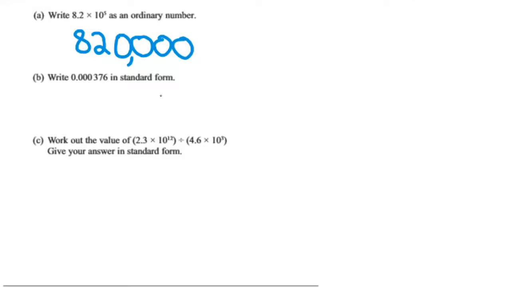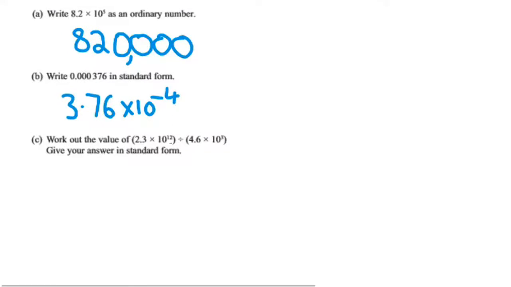So 820,000. Then for down here, we'll start with the first non-zero digit, that's the 3. Anything that comes after will become the 0.76. And it's times 10 to how many zeros are in front? 1, 2, 3, 4. So to the minus 4. But as for part C, as we can see, that's now getting a little bit more complicated.